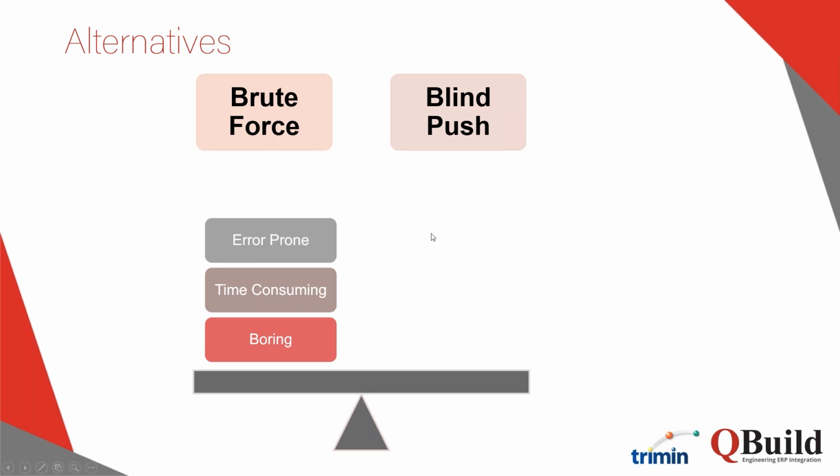Next is blind push. That's another alternative, which is, for example, you export your CAD BOM from SOLIDWORKS into an Excel file, and then someone looks over that Excel file, maybe modifies it a little bit, and then imports it into XA. So this is slightly faster than brute forcing, although it still has its own set of challenges and issues that we commonly hear customers say.